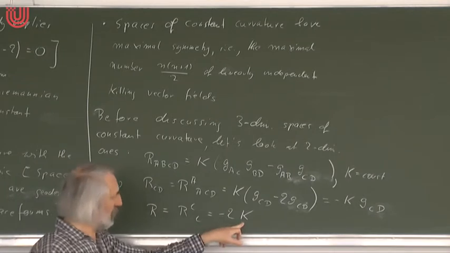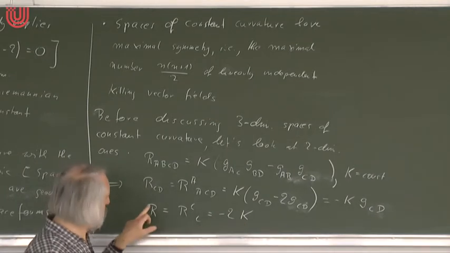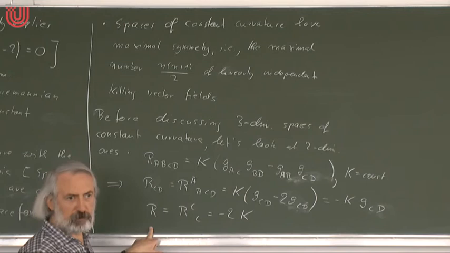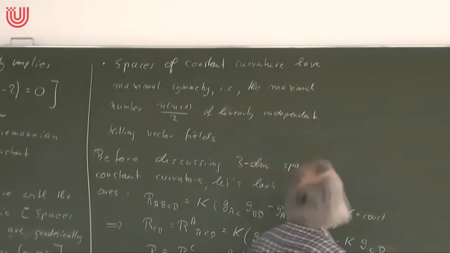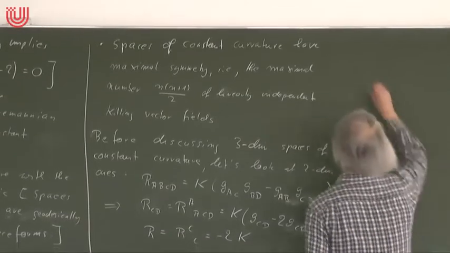So spaces of positive curvature have negative Ricci scalar with my convention. Yeah? That's something you have to keep in mind. Okay, let's look at them. So what can they be?